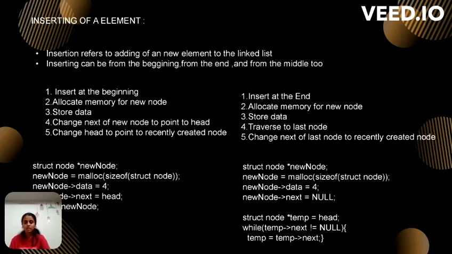Now we'll see the beginning. To insert at the beginning, allocate memory for a new node, store data, change the new node to point to head, and change head to point to the recently created one. Next, insert at the end: allocate memory for a new node, store the data, and traverse to the last node. Change the next of the last node to the recently created node.